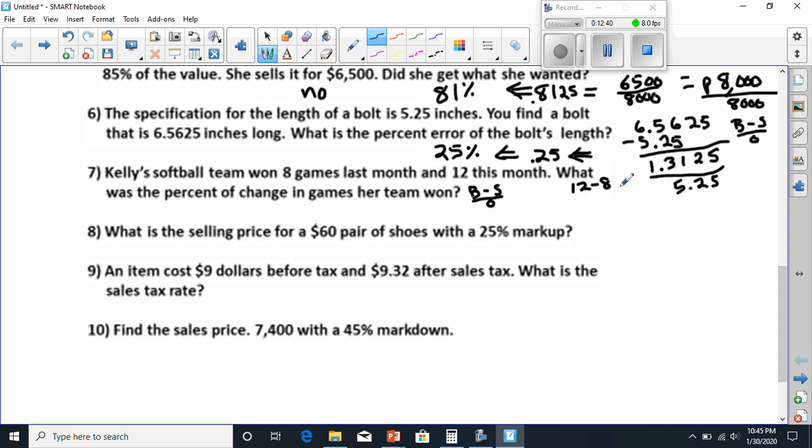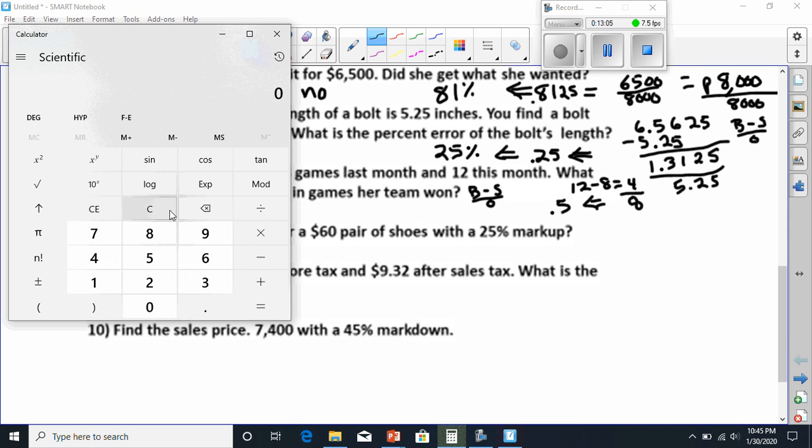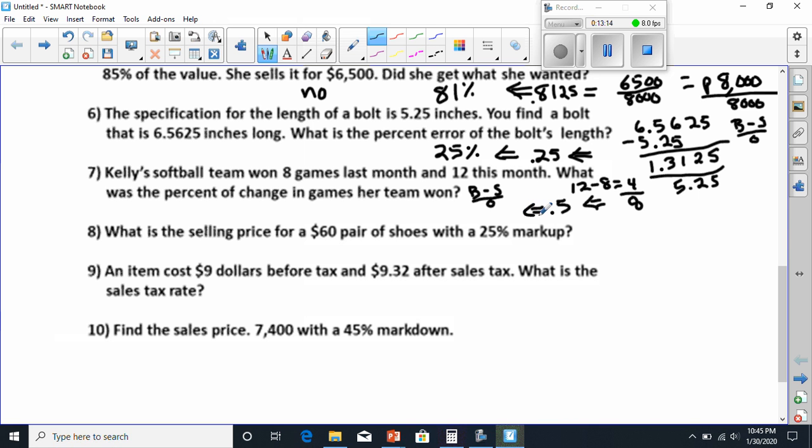12 minus 8 is going to equal 4. Now we divide by the original number. The original number was the team won 8 games last month. Well, last month comes before this month. So 4 divided by 8, that's going to give us 0.5. I'll double check that. Fairly sure I'm right. 4 divided by 8 equals 0.5. Good. And we move that decimal over twice. So that means it's going to be 50%.